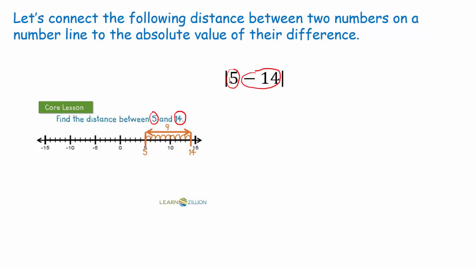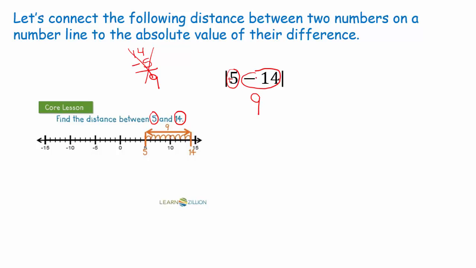If I don't see a sign in front of the 5, I know it's a positive. So are those signs the same or are those signs different? Those signs are different. I'll find the difference. What's the difference between 14 and 5? 14 minus 5, your scrap work off to the side, that's a 9.